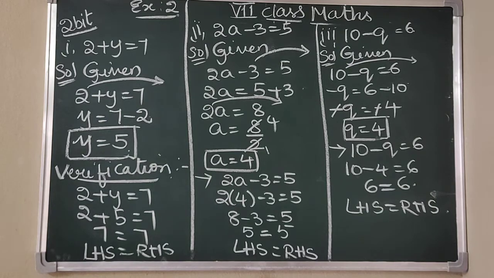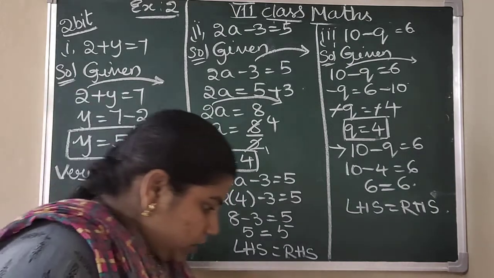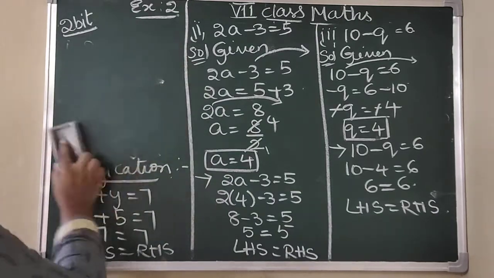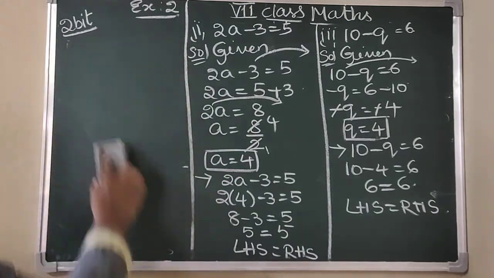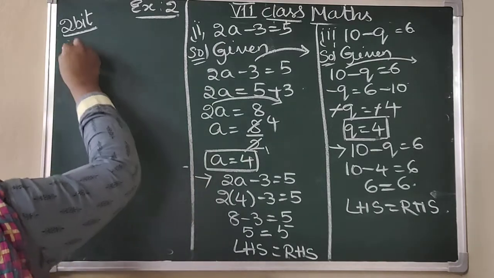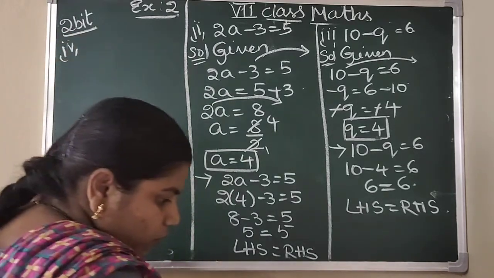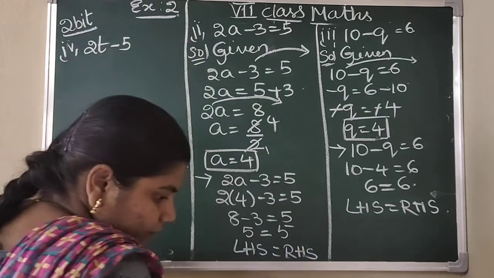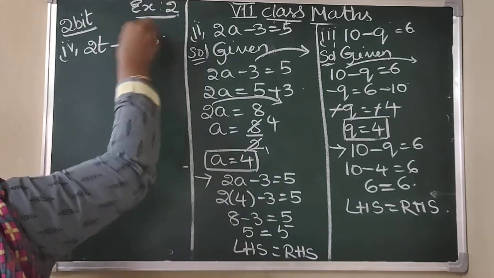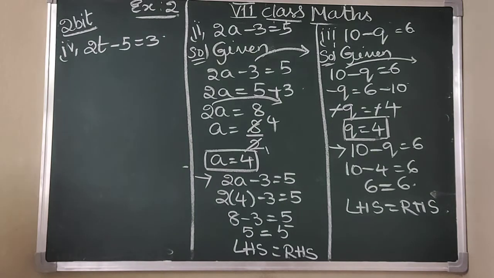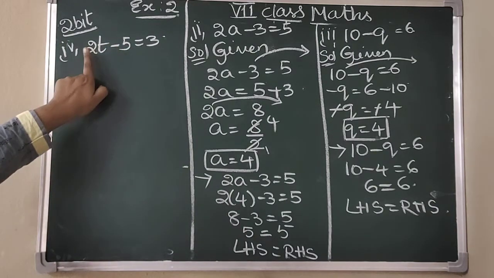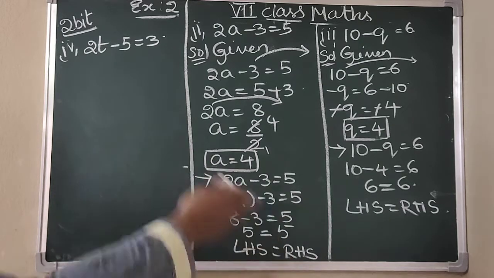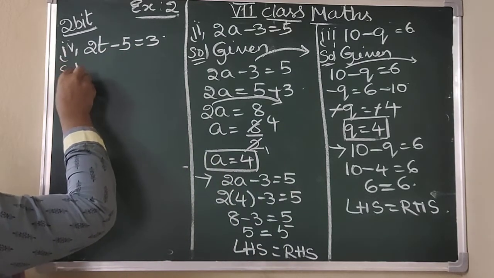Okay, so next question, fourth one. So what is the fourth one? 2t minus 5 is equal to 3. So I have to find the t value now, and t is linked with minus 5 as well as with 2. So first I want to eliminate, I want to transpose this minus 5. So solution.